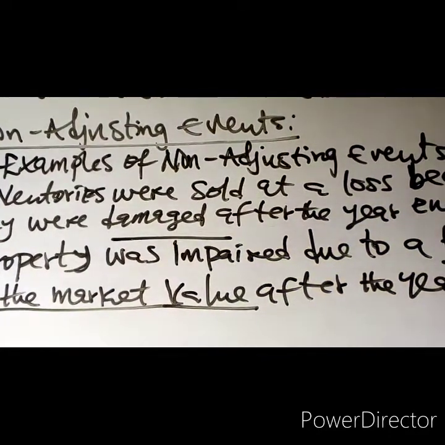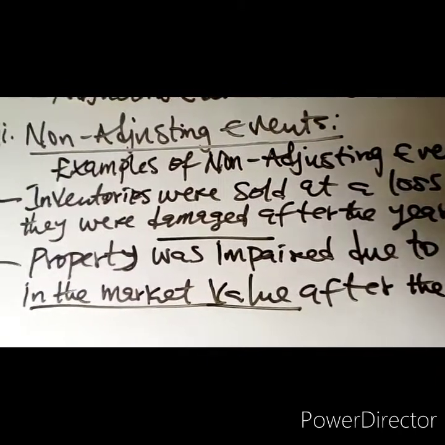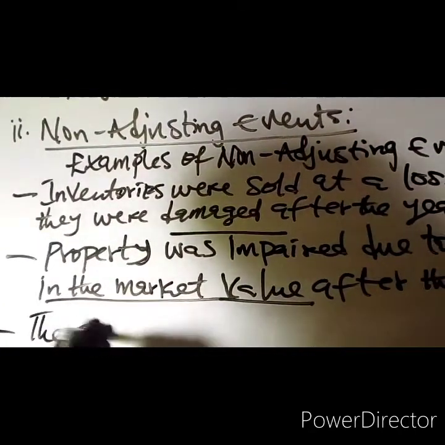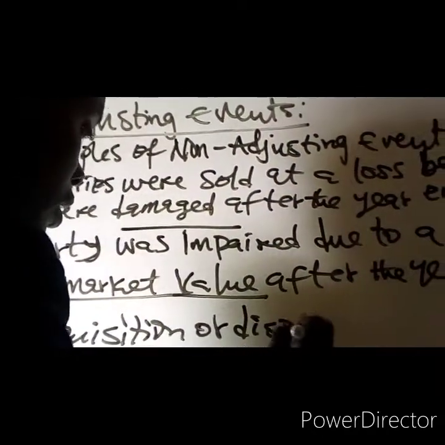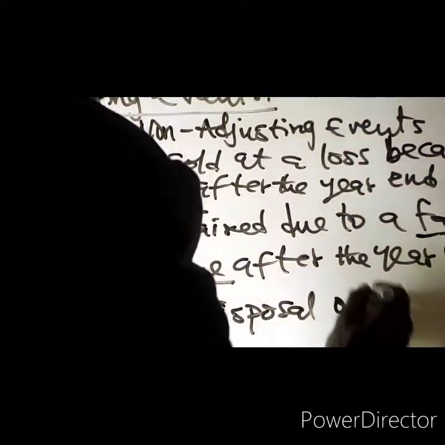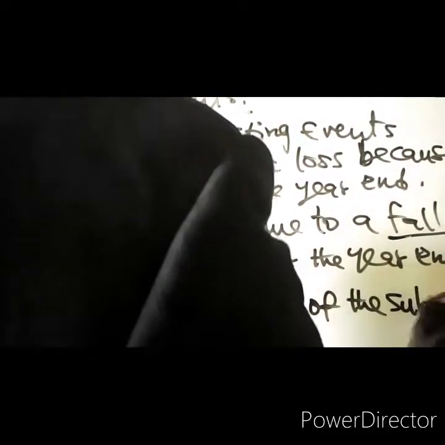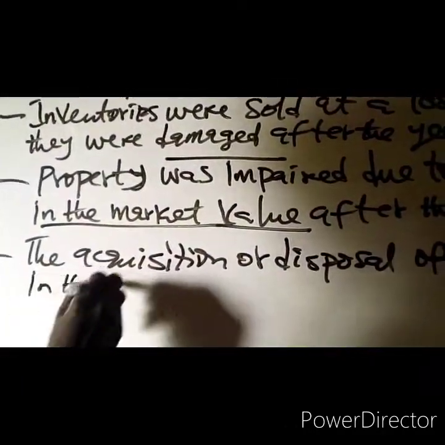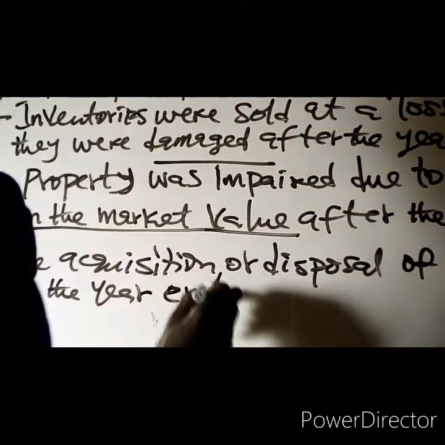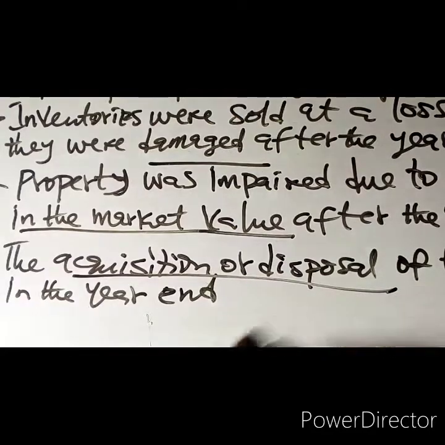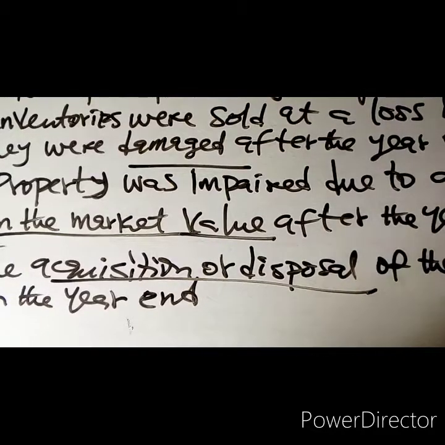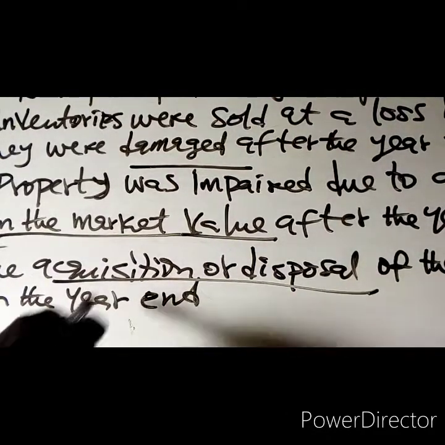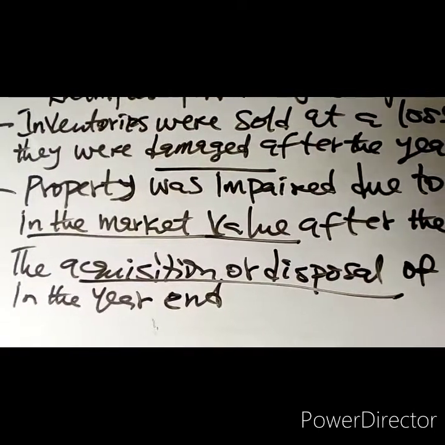Number three, the acquisition or disposal of a subsidiary post year end. The acquisition or disposal of the subsidiary, that condition was not in existence in the financial period. Therefore, it is not an adjusting event.